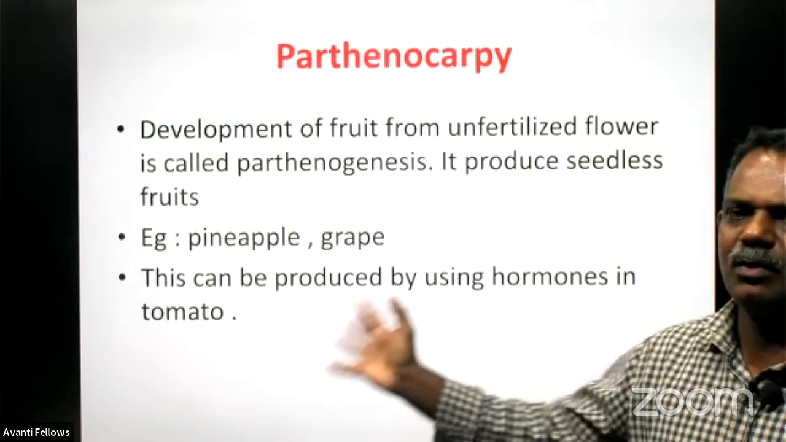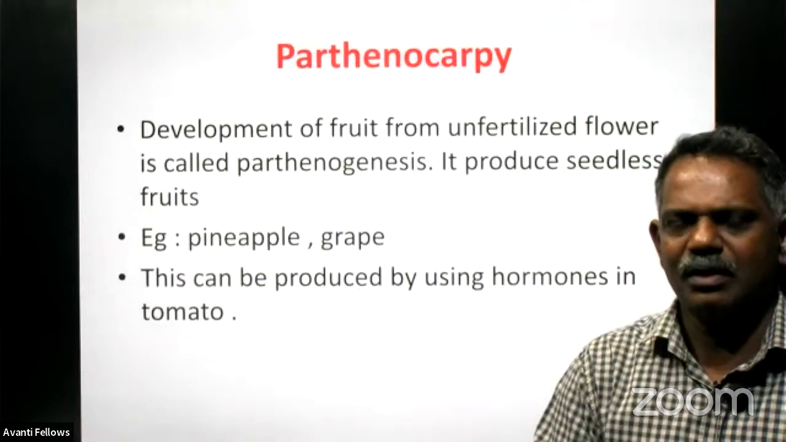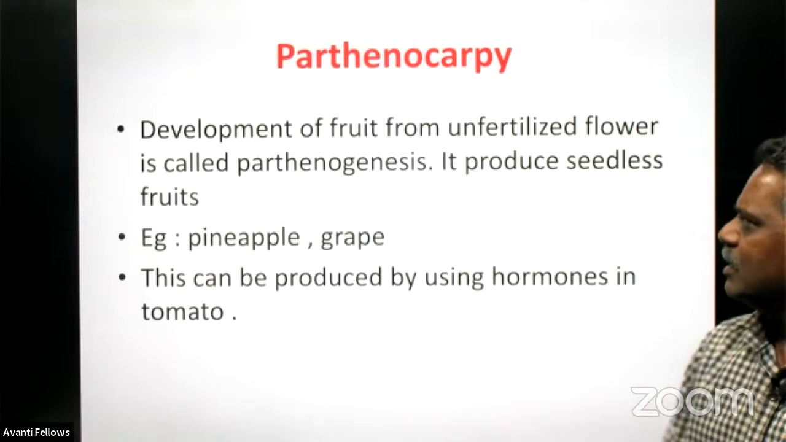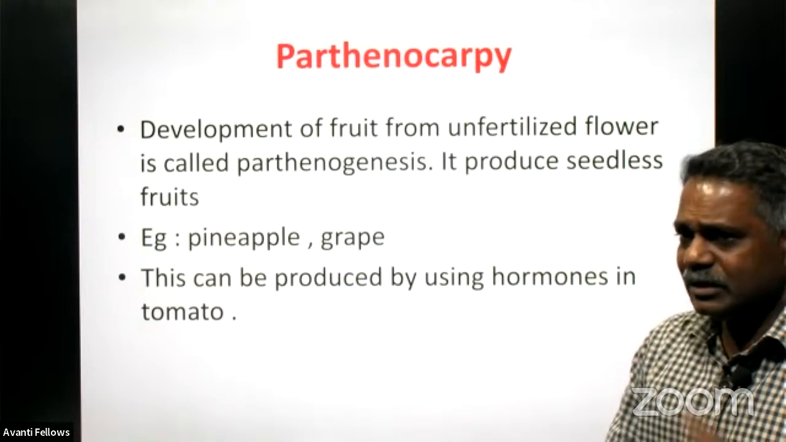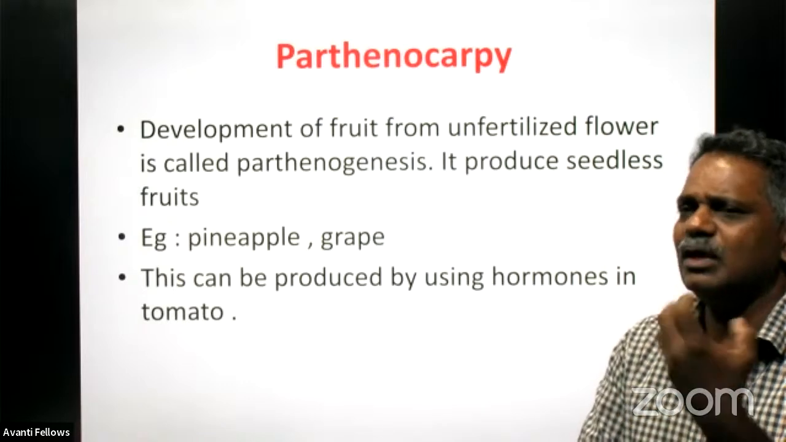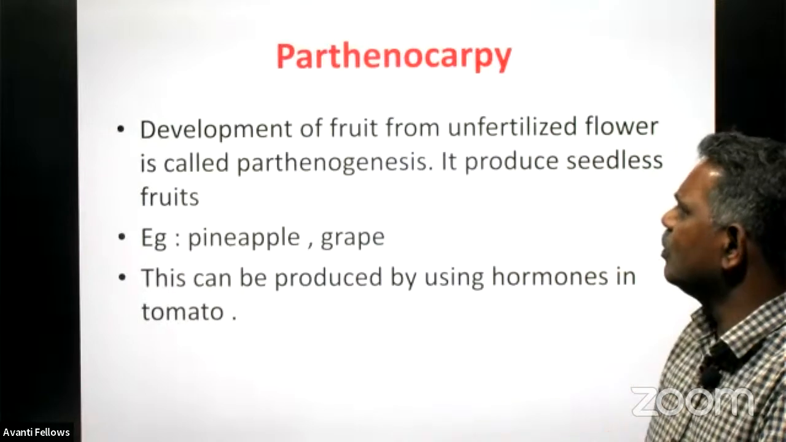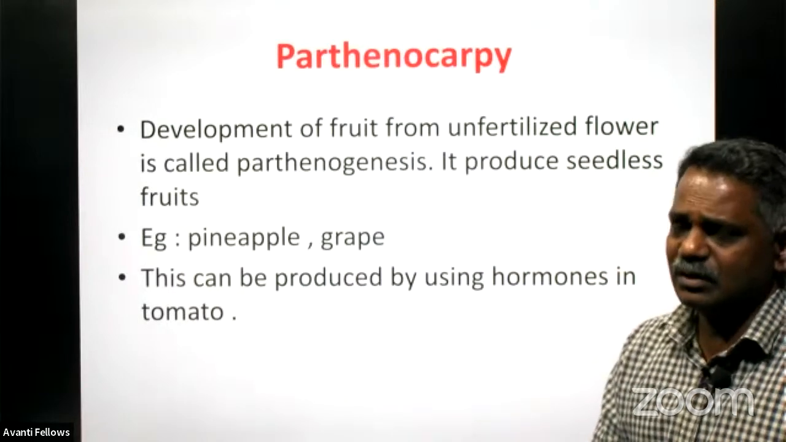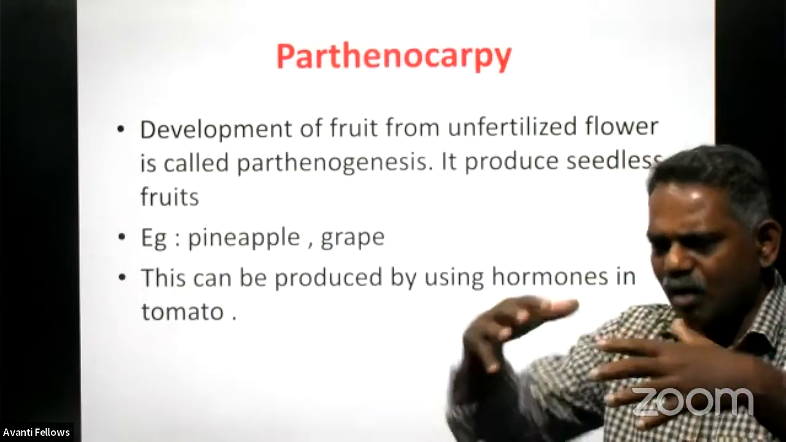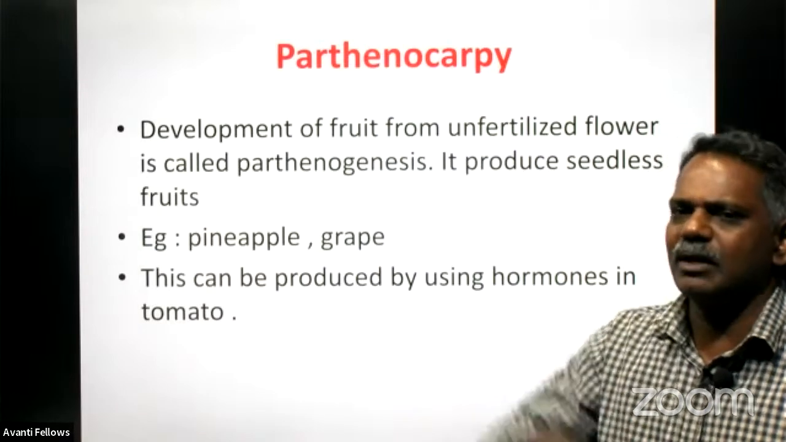Then come to another term. Such types of terms you have to learn by heart as they are, because chances are there of asking such types of questions in multiple choice, right? And parthenocarpy is another term. Here it is like apomixis, but in apomixis, there is formation of seed only without fertilization. But here it is what? The development of fruit from unfertilized flowers. Actually, fruit is developed from the ovary. After fertilization, the ovary develops to become the fruit, and the ovule present inside the ovary develops to become the seeds.